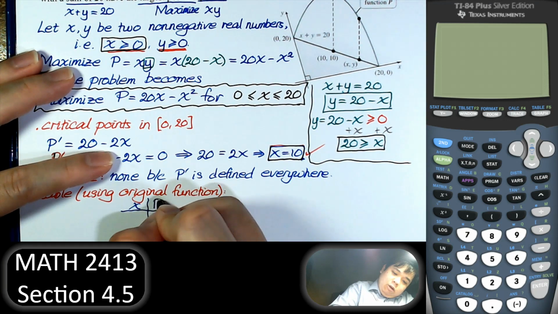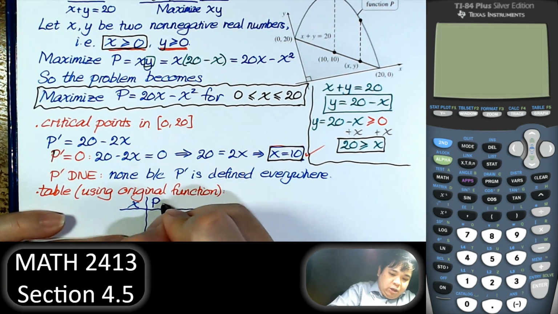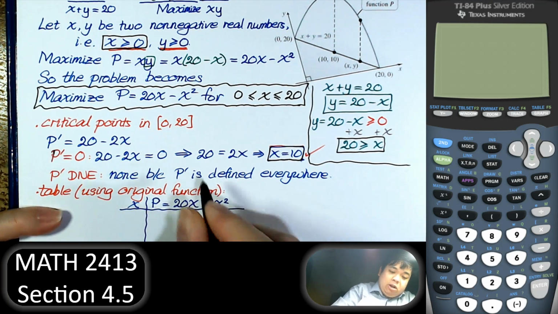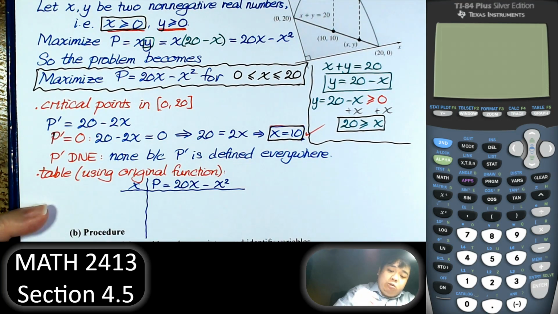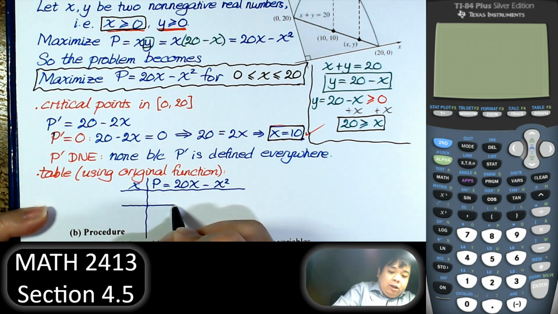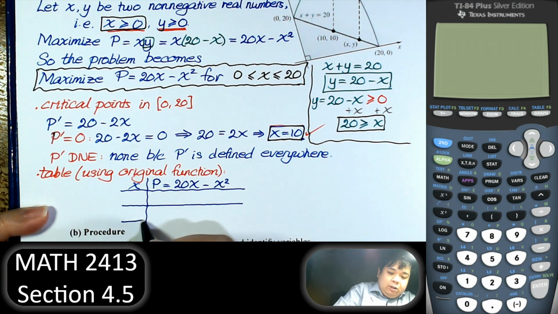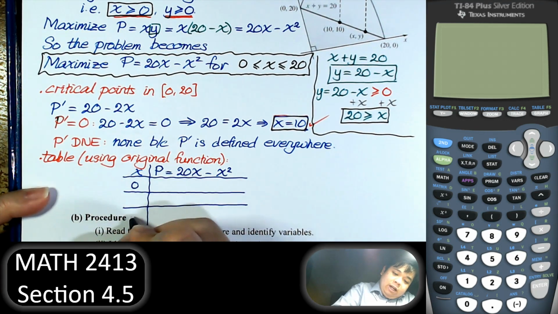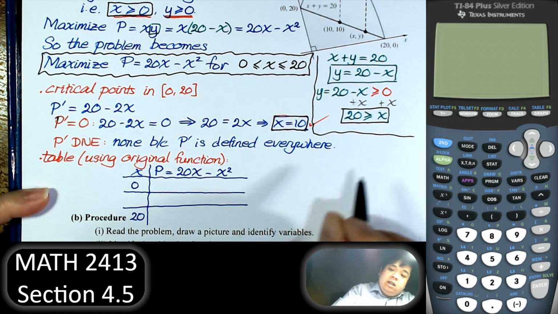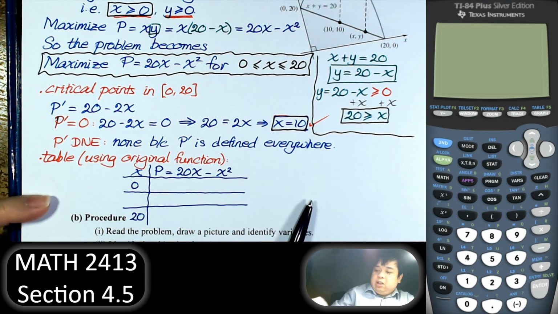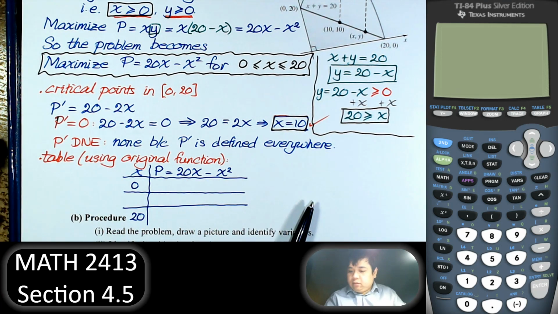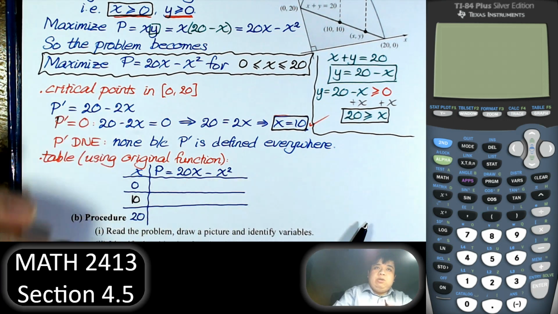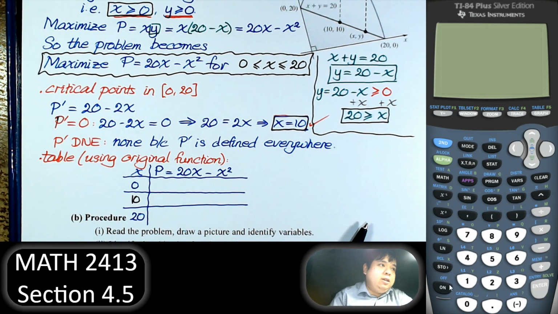X, and now the product is 20x minus x squared. Remember, original function, because we're trying to find the maximum of the original function. The points we will test will be 0 and 20, those are the boundaries, and the critical point in between, x equal to 10. We want to put all of those values into the function, and then we evaluate.